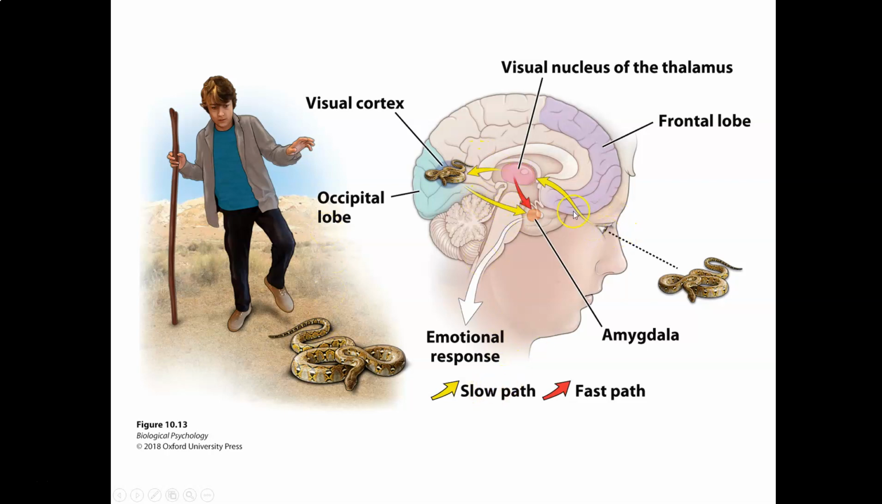Where are we at here? It goes through the eyes. Here we are in the thalamus. And we have this fast path. It slips right down here into the amygdala where it recognizes it as a potential threat.